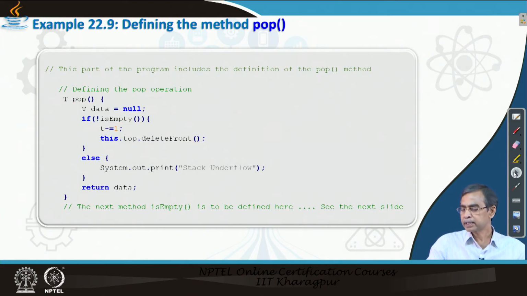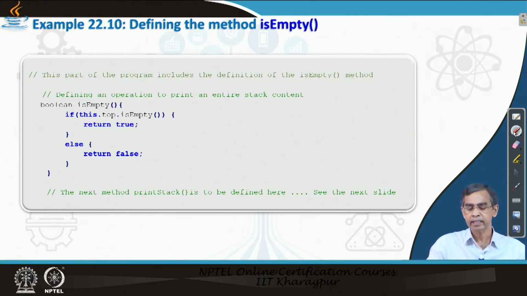Now, the next operation is isEmpty. It is pretty simple. It will check whether top is empty and return true or false. This isEmpty method is defined for the linked list. If you do not define it, you can write that if this.top is equal to null, then return true or false. That is also something you can do. I am assuming that the isEmpty method is defined for the linked list. If it is not there, you can do it whichever way is available.